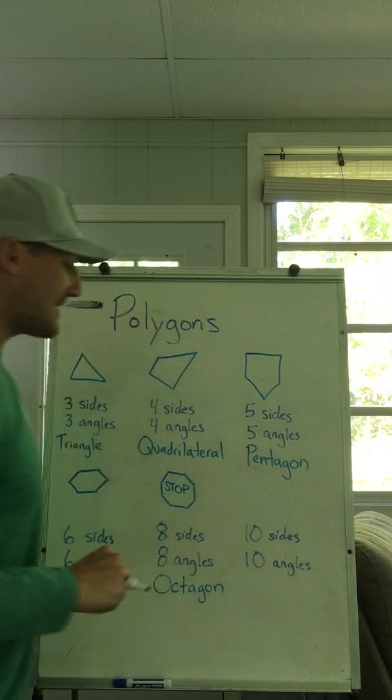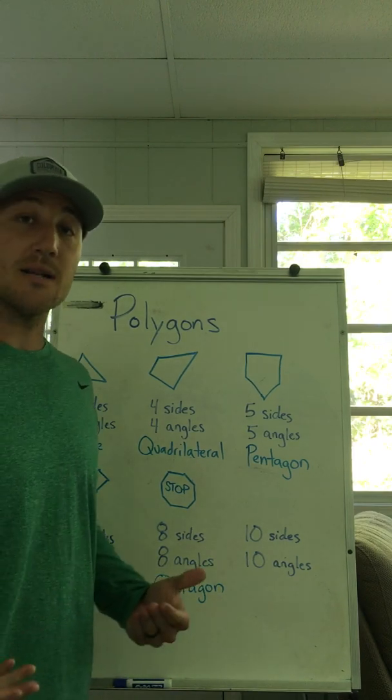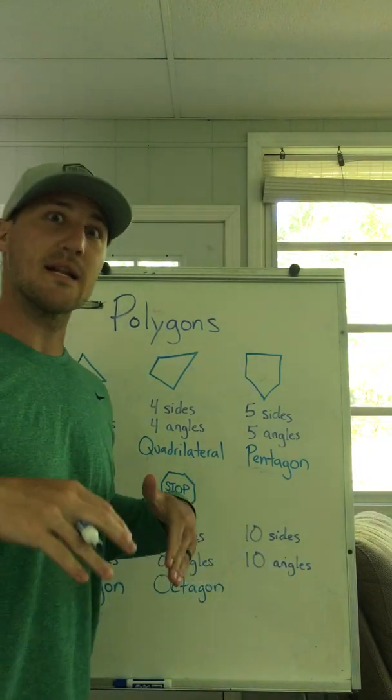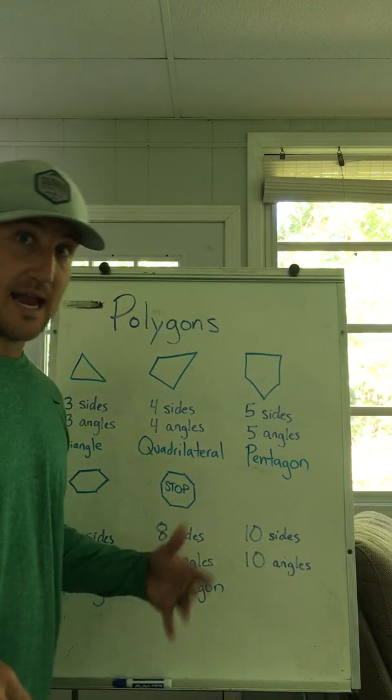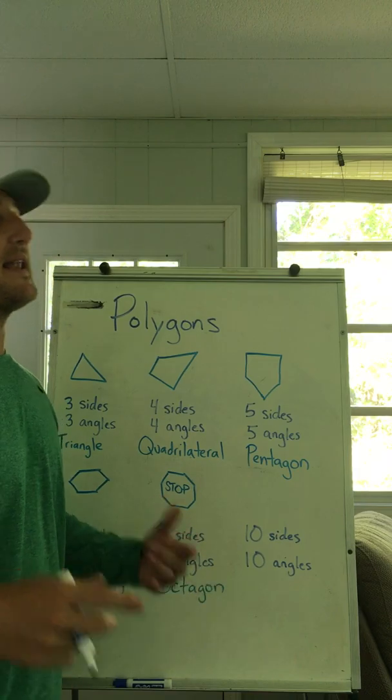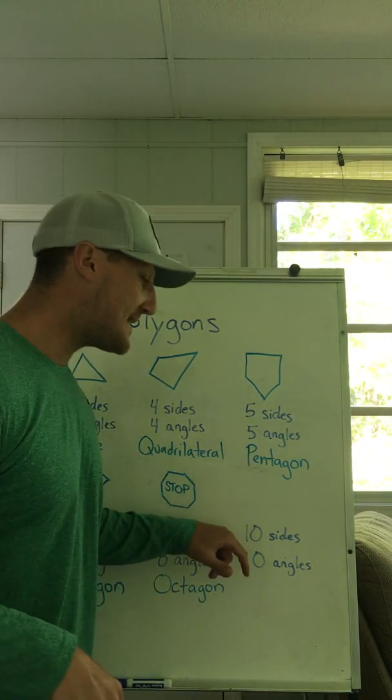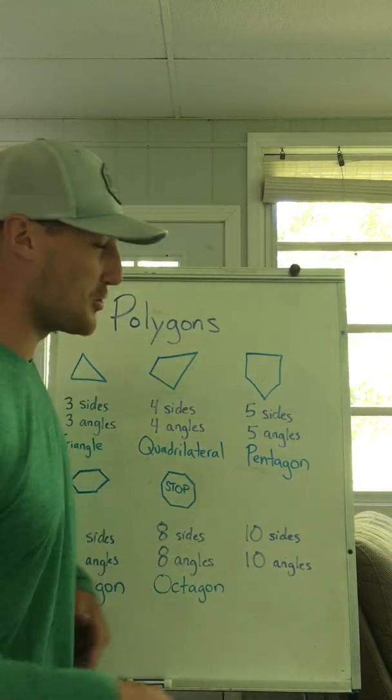And one way to remember an octagon is think about an octopus. An octopus has 8 tentacles. And an octagon has 8 sides, or 8 angles. Now moving on, I almost jumped ahead of myself, to 10 sides and 10 angles. This one's tough to draw, so bear with me.